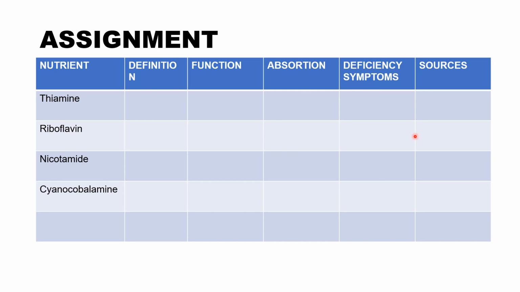So with that, ito yung second assignment ninyo, which is on the water-soluble vitamins. So apat lang yung nilagay kong water-soluble vitamins. So here you have thiamine, riboflavin, nicotinamide, and cyanocobalamin. So, just like the first assignment, yung gagawin nyo lang is, kukunin nyo yung definition, and then yung function niya, and then yung absorption, kung paano na-absorb itong mga water-soluble vitamins, kung meron man, deficiency symptoms, and then yung sources, kung ano nga ba yung mga pwedeng pagkuhanan ng thiamine, riboflavin, nicotinamide, and cyanocobalamin.